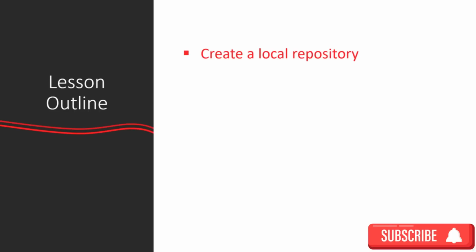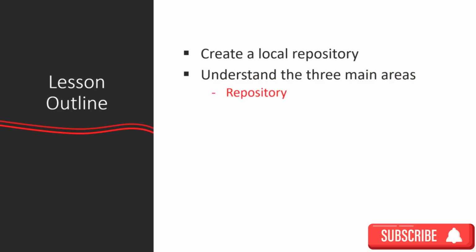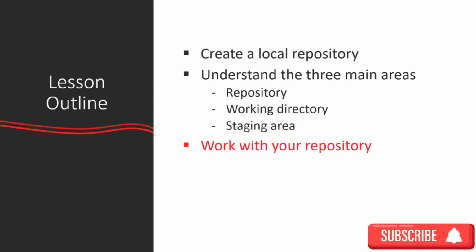First, you will learn in this lesson how to use Git to create a local repository for your project. Next, I will ensure that you understand the three main areas that you use when working with Git. These are the repository, the working directory, and the staging area. After you are familiar with these three areas, you will learn how to work with your repository.